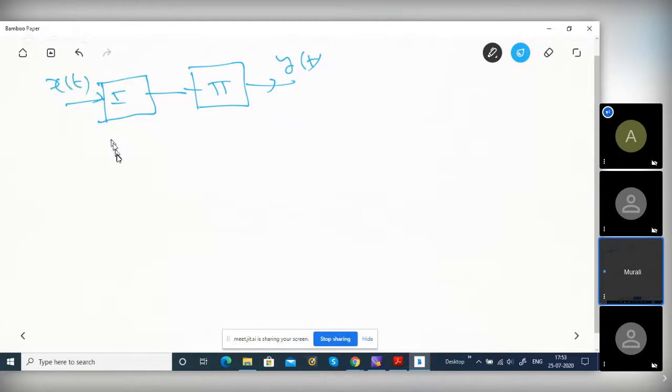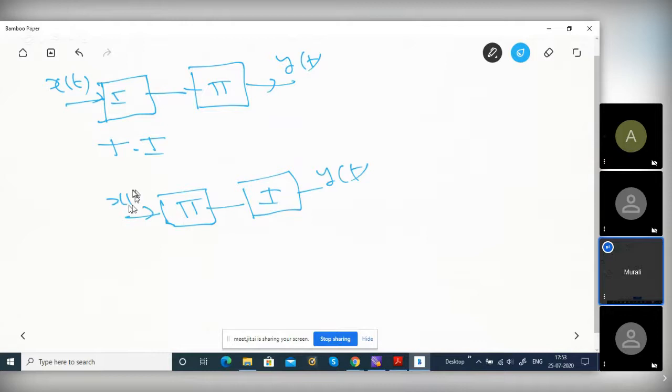If it is a time invariant system, I can interchange one and two, two followed by one. You will get the same output y of t if you give x of t. If it is time variant, you cannot do this. You cannot interchange one and two. This you must keep in mind.